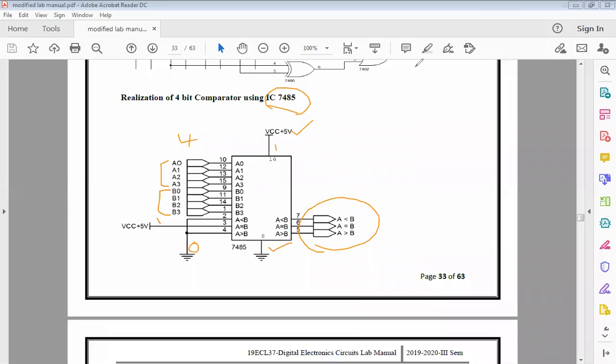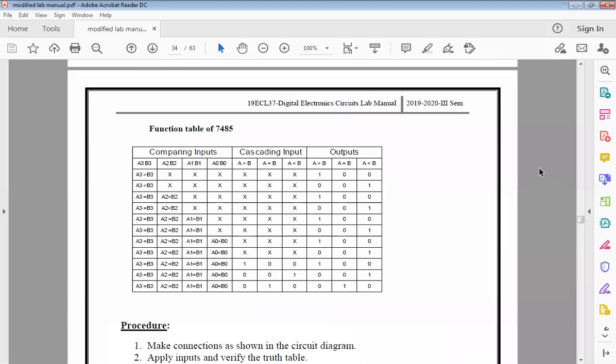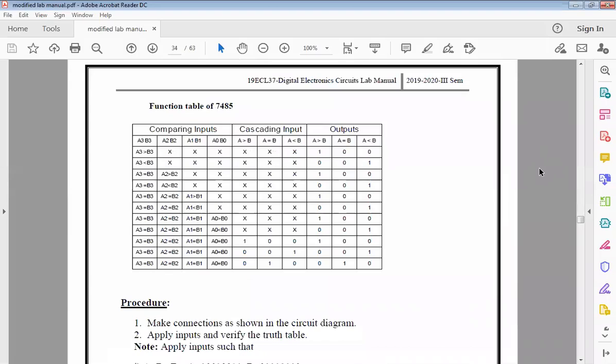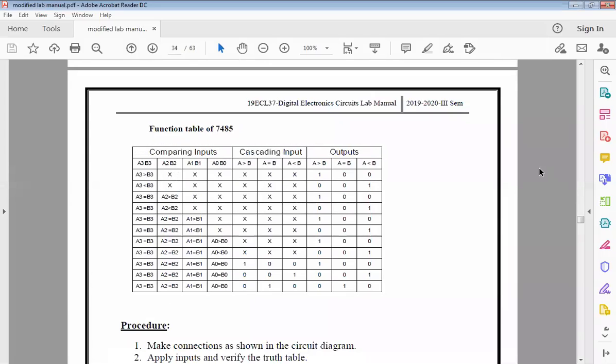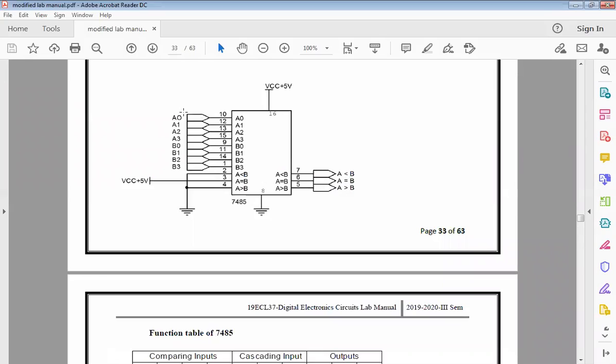Now, we will move on and check as to how exactly this IC works. So there is an algorithm here. Disha, thank you for responding. So there is a function table here. All of you should understand what is happening inside the table. Now, as you can see, we had values A0, A1, A2, A3, B0, B1, B2, B3.